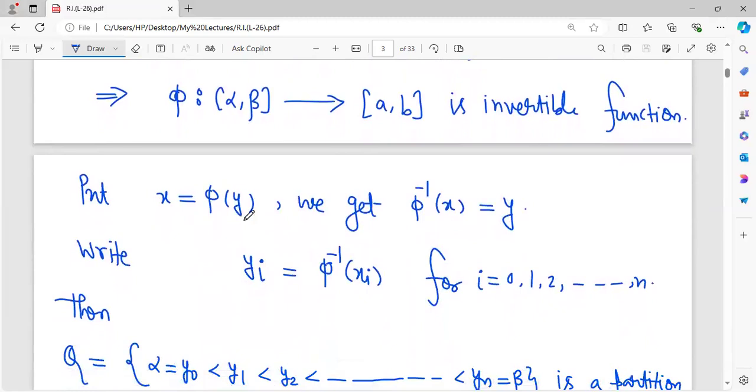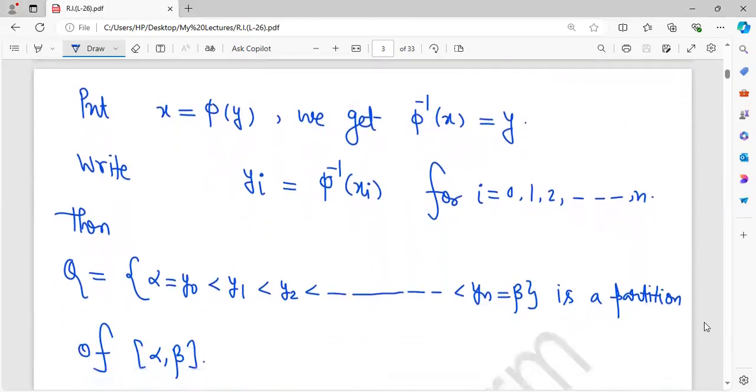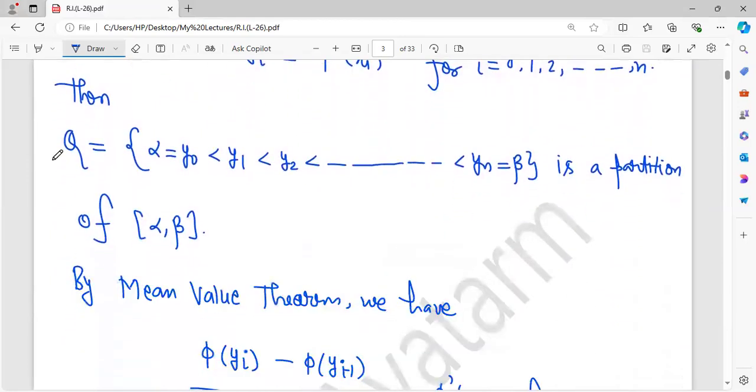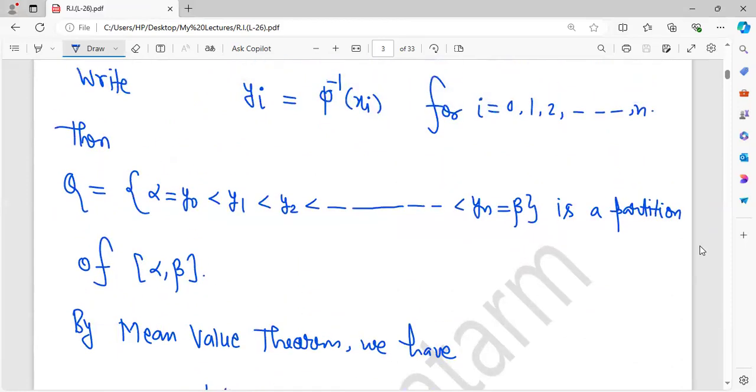I am putting x equal to phi(y), so we get phi inverse of x equal to y. We write y_i equal to phi inverse of x_i for i going from 0 to n. Then corresponding to partition P, we get another partition Q by taking the pre-image of x_i. So y_i is phi inverse of x_i. So we got partition Q: alpha equal to y_0, which is less than y_1, less than y_2, up to y_n equal to beta, a partition of [alpha, beta].